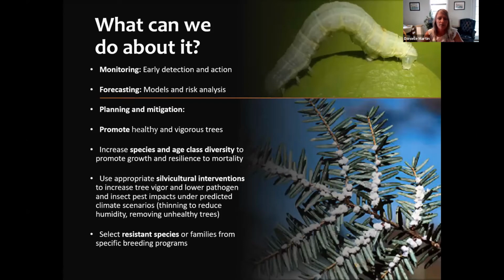While the effects of climate change on our forests seem daunting, there are some things that we can do now. This includes early detection and action, using models to forecast spread, and planning and mitigation. By promoting healthy and vigorous trees with a diverse species and age class, we can increase resilience within our forests. Appropriate silviculture actions can help reduce pathogen incidence and increase vigor. We can also utilize breeding programs to select resistant species.